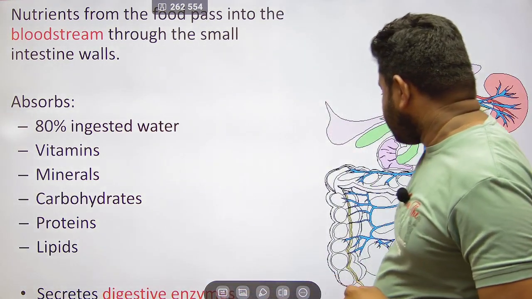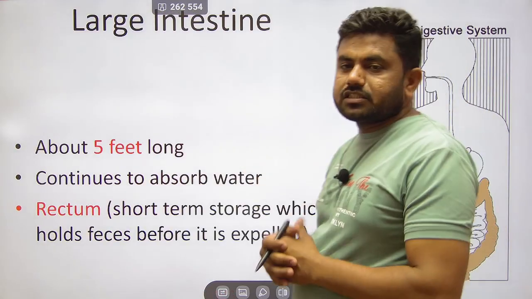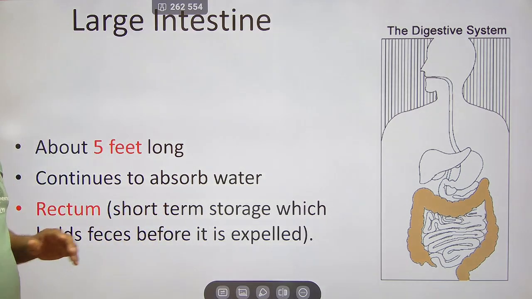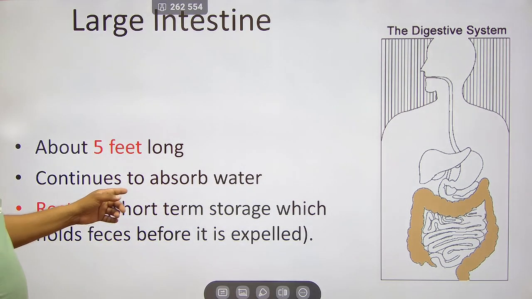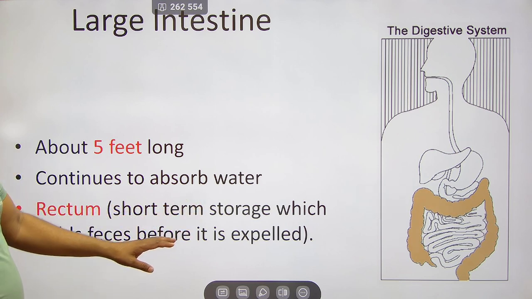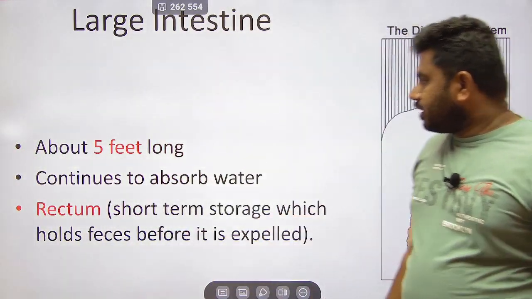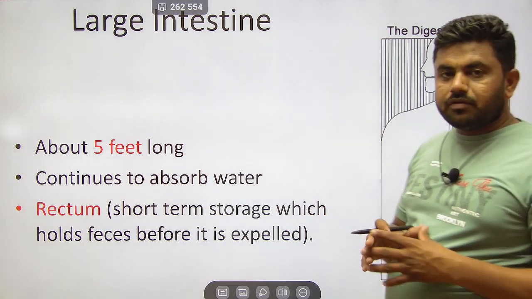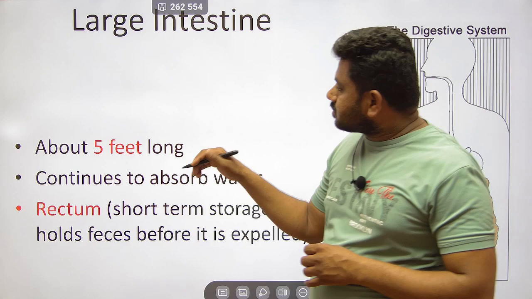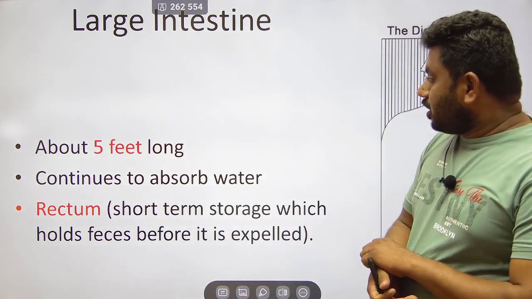See here, this figure shows the large intestine, about 5 feet long, which continues to absorb water. Rectum, short-term storage which holds the feces before it is expelled. At the end point, that is the rectum. Large intestines, how many feet are there? 5 feet long. The large intestine is the longest part present in our body, and it continues to absorb the water.